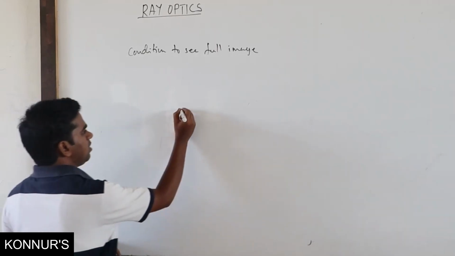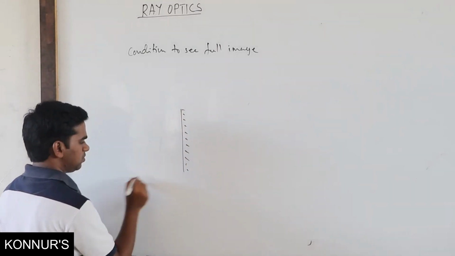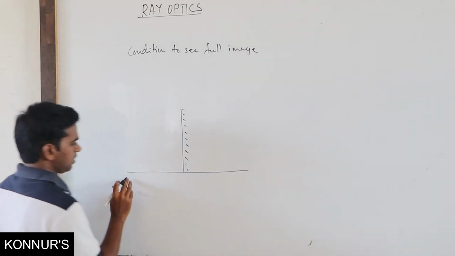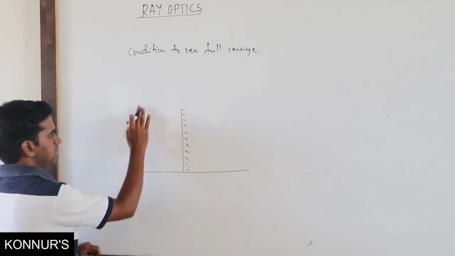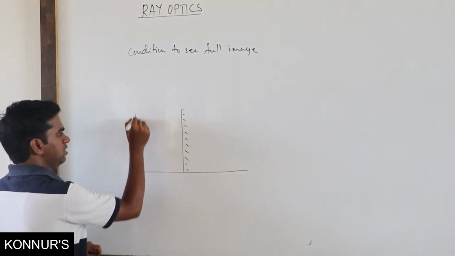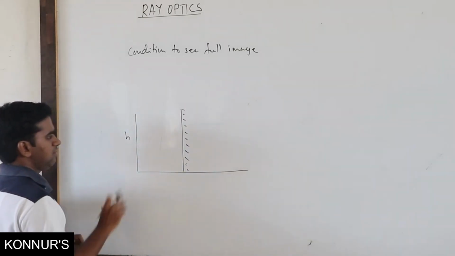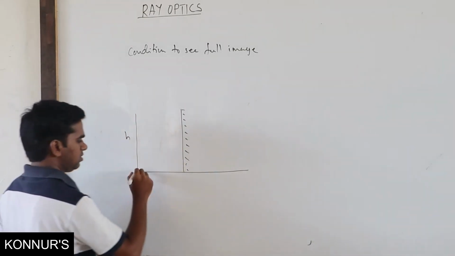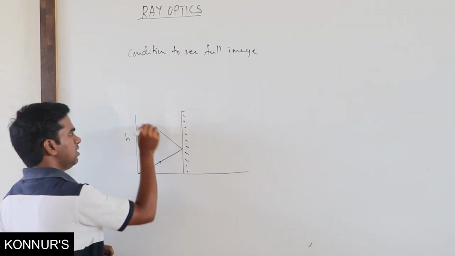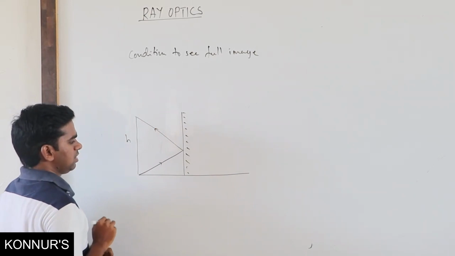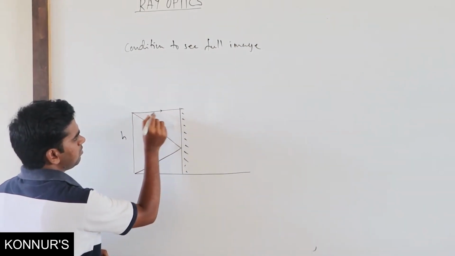Suppose you are having a mirror here. I will take the full mirror. We don't know how much part of it is useful. Suppose a person is standing at this point, whose height you can take as h. So if this person wants to see his full image, he wants to see his feet also, so a ray of light will come and it will reflect. He wants to see his head also, so a ray of light will go and it will reflect.